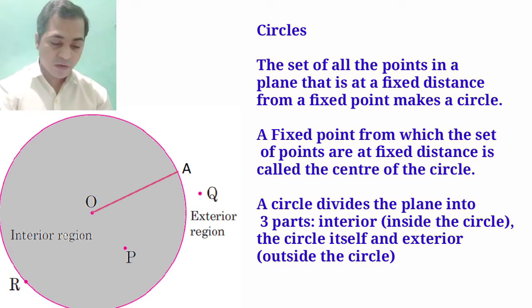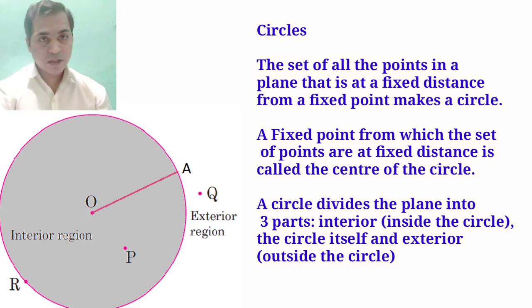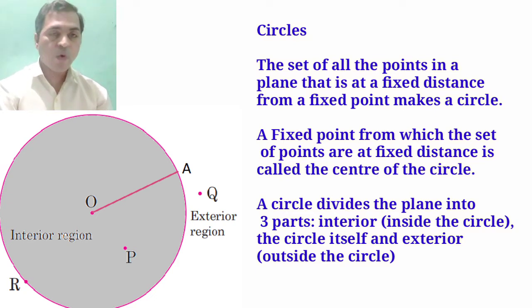So students, here is a fixed point from a fixed distance. The fixed point is O. So point O is the center of the circle. A circle divides the plane into three parts. Interior means inside, so inside is P, on the circle is R, and exterior is Q, right students? Now moving to the next slide.